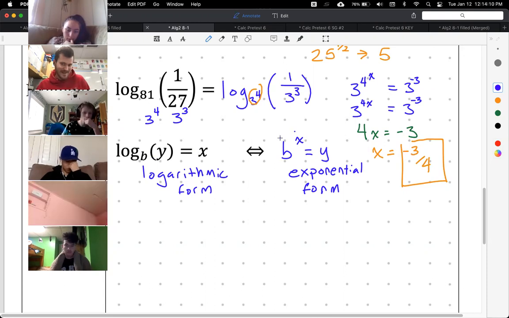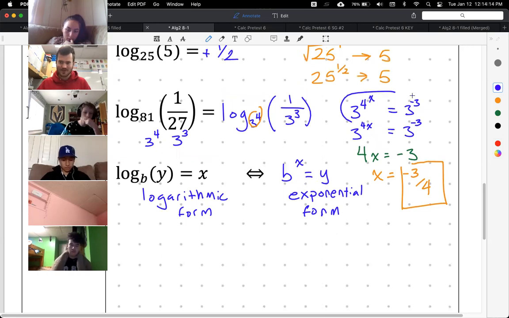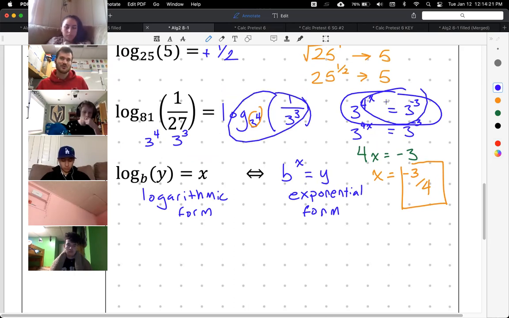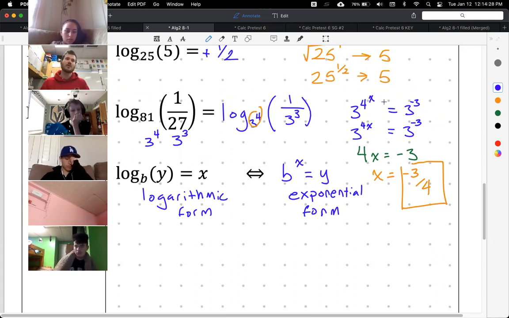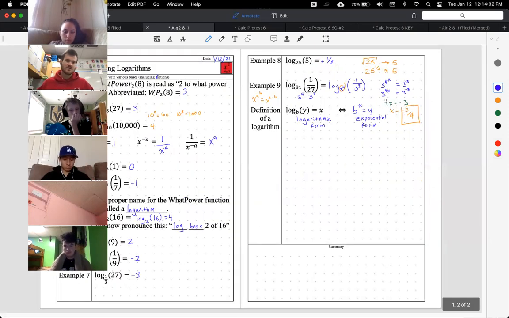And we basically did this rule. I don't know if you noticed, but right here, when I set two things equal to each other, really what I was doing was changing my logarithmic form into exponential form. But that all comes from the what power function. If you understand that this is really a what power function, it makes your whole life with logarithms easier. That's my lesson.